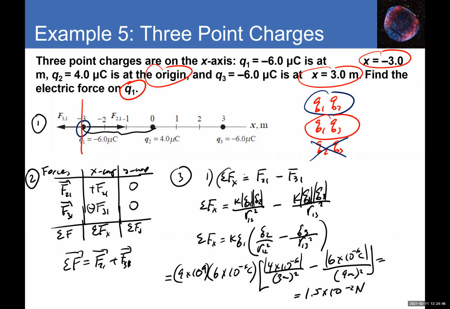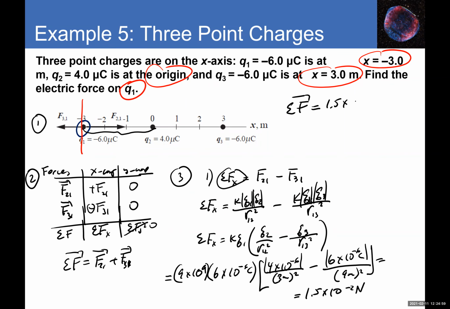And since this is only the x component and there is no y component, I can say that the force acting on this charge Q1 is just in terms of its x component. So it has 1.5 times 10 to the negative 2 newtons. And since the x component is positive, that means it's i hat. There you go. So that's the answer for this example.